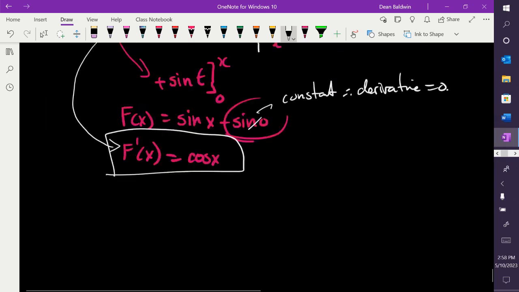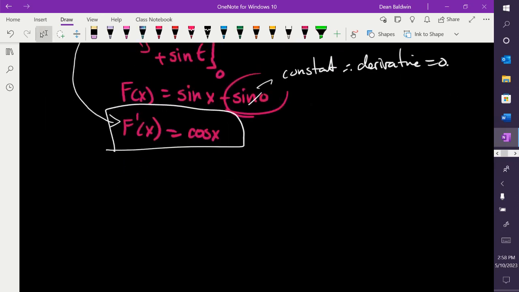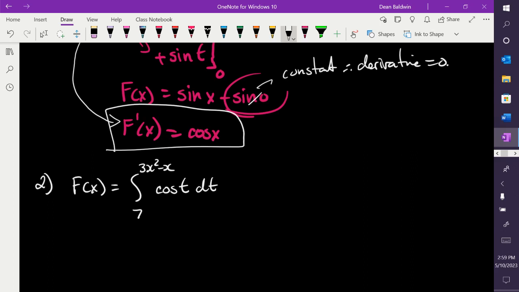Now, what if we do this? If I say f of x is equal to the integral of cosine of t, same function, except we changed the upper bound. Okay? We'll do it the long way, and then we'll do it the short way, and hopefully you'll see the quick way.